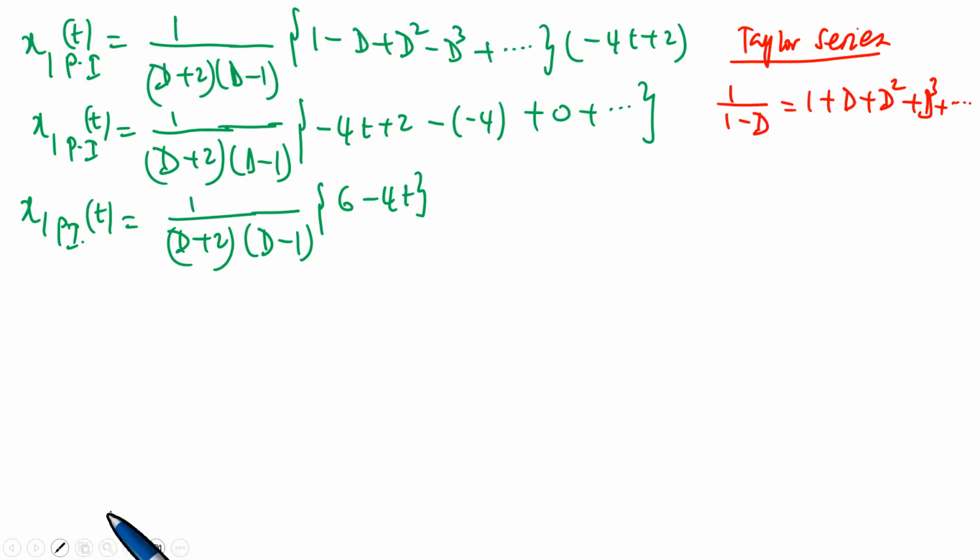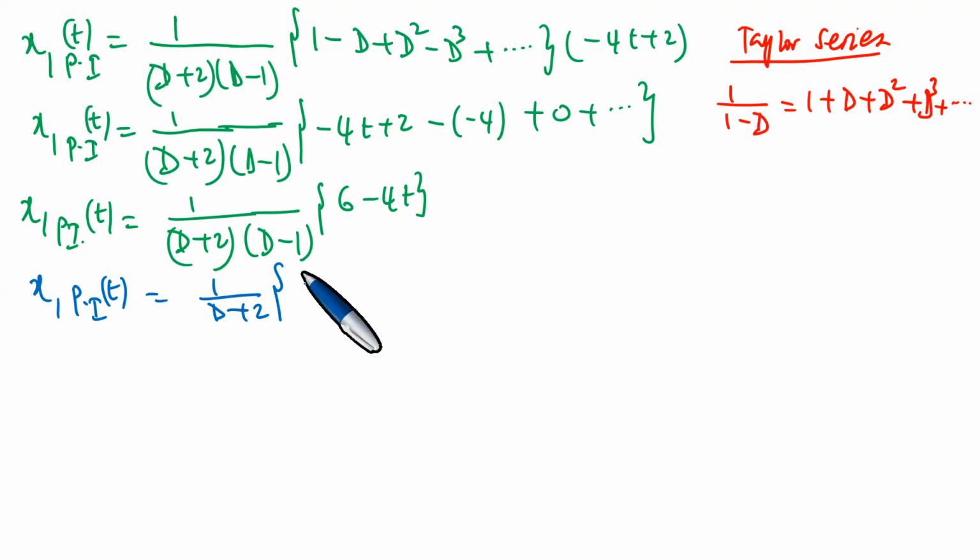So which means that we have x1 particular integral, function of t. Okay, if this one now we want it to be like this, we want it to be 1 minus d. We can factor out the negative and do whatever we like. This negative is going to make this one 4t minus 6. I'm going to write like this first. All right, so it's going to make that one 1 divided by 1 minus d, 4t minus 6.